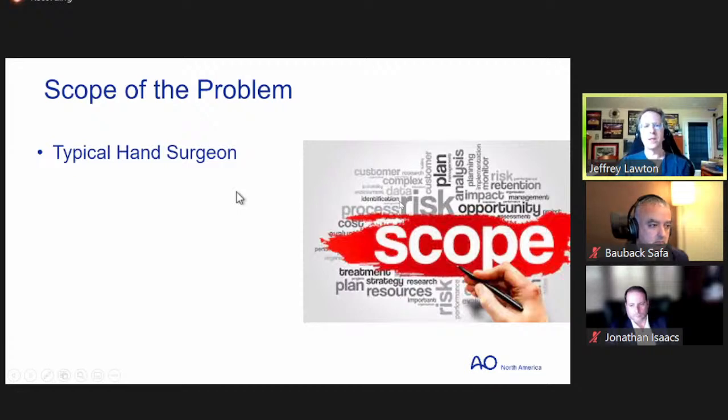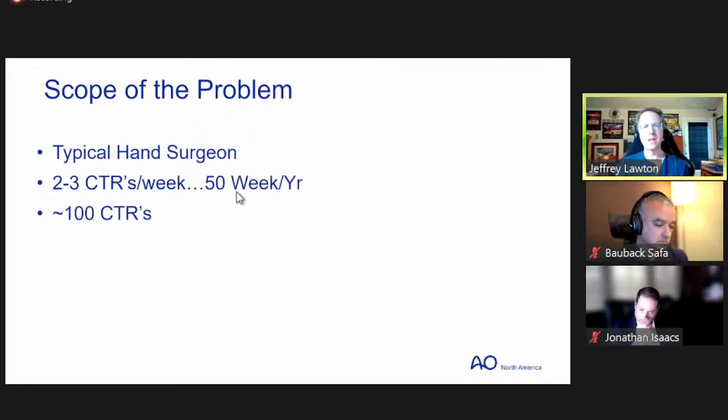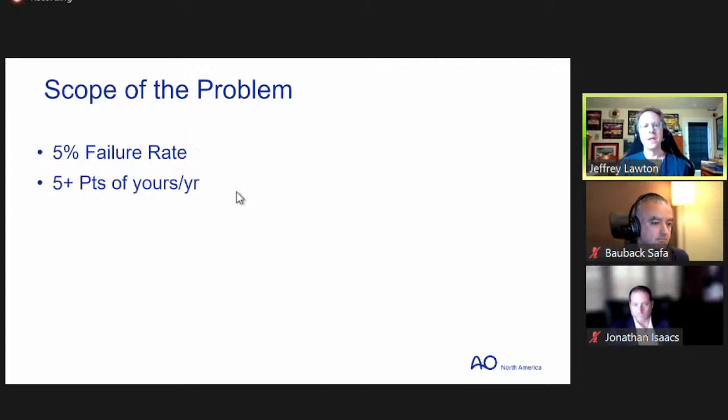So let's take a look at the scope of the problem. A typical hand surgeon may do 2 to 3 carpal tunnel releases a week as part of their general practice. In a 50-week year, that's about 100 carpal tunnel releases. The literature quotes a number anywhere from 5 to, I've seen as much as, 26%.